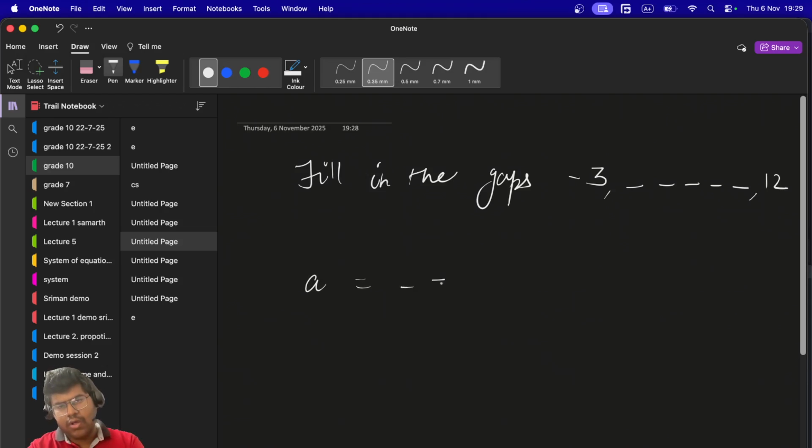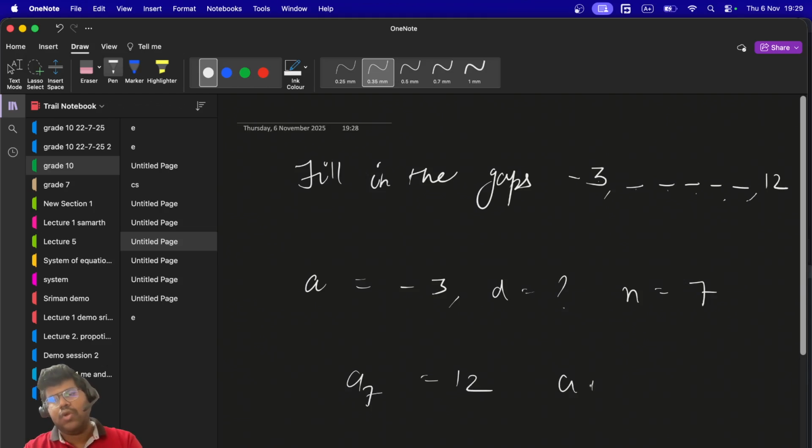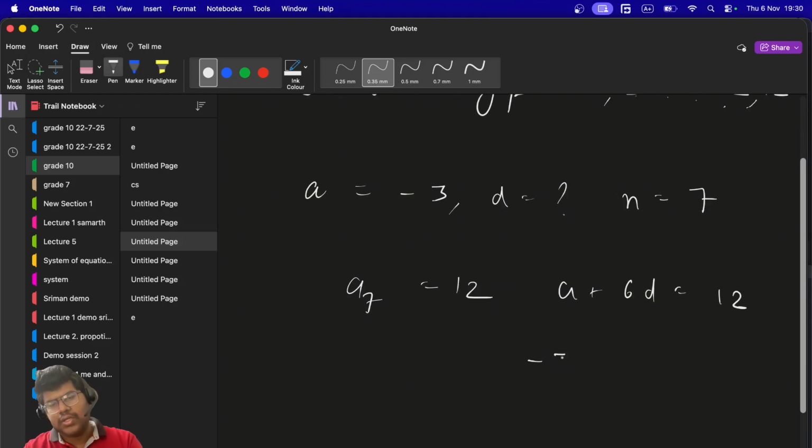So A is what? Negative 3. D we don't know till now. N we know, which is 1, 2, 3, 4, 5, 6, 7. Right? So I know that A7 is 12. And I know A7 means A plus 6D is 12. So I know A is negative 3, so plus 6D is 12. So I got 6D equals 15. So I got D equals 15 over 6.